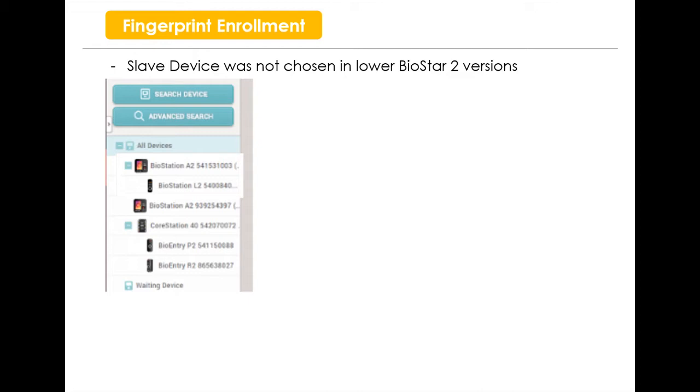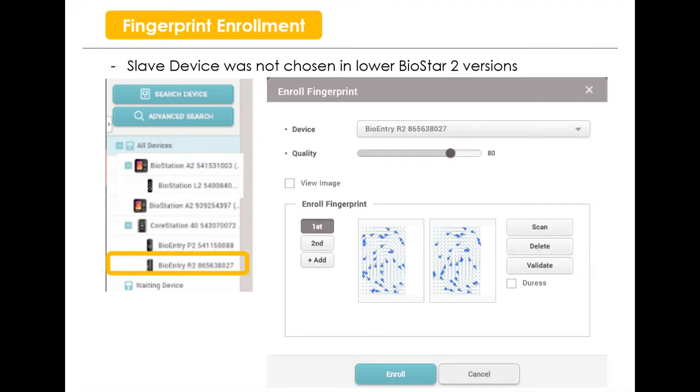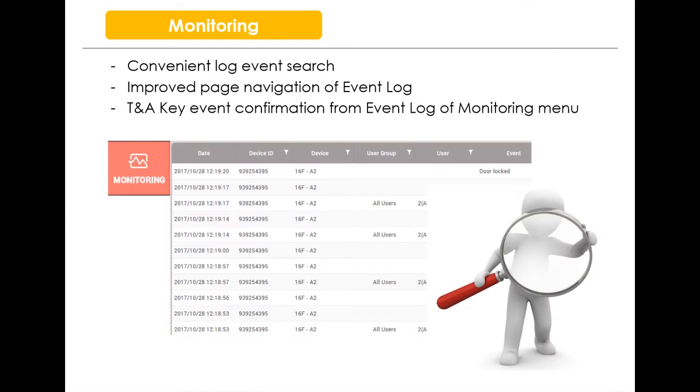What is the next change of BioStar 2.5? It's monitoring. There are three parts to the improved features of the monitoring menu. First of all, BioStar 2.5 will not show all logs on one page. Instead, BioStar 2.5 supports a configured period and navigation buttons. Also, the monitoring menu is able to indicate the TNA key.